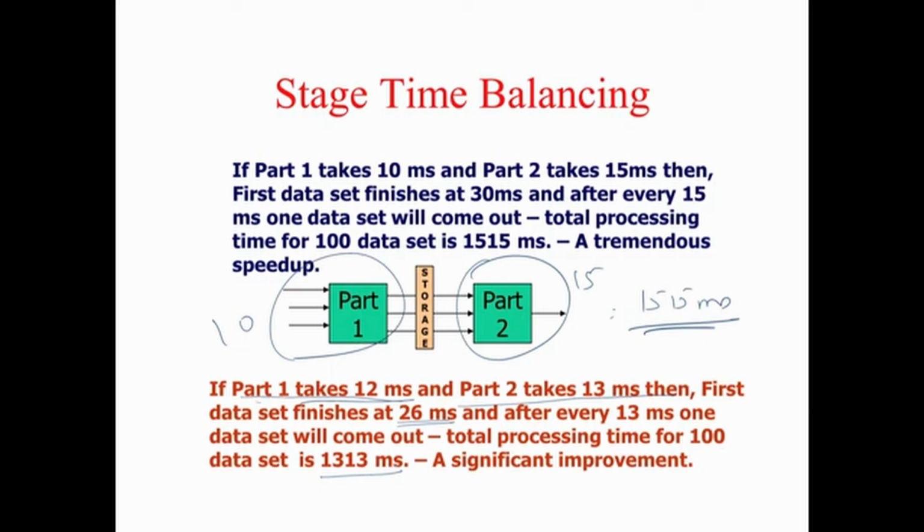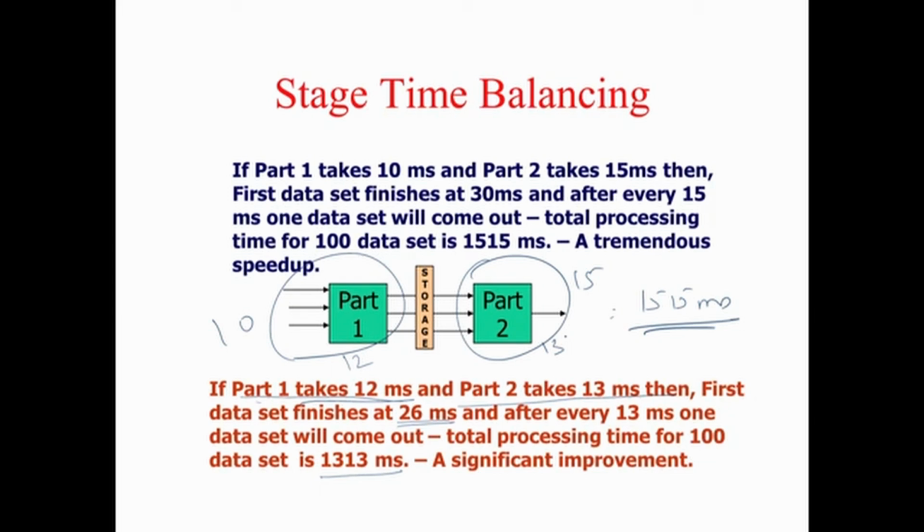This is got because I adjusted the storage so that the stages become almost equal, right. Once it was 10 and another 15, I got 1515. Now I made one 12 and another 13, they are almost equal. When the stages are almost equal, I get the maximum benefit. Is it okay? Are you able to follow?